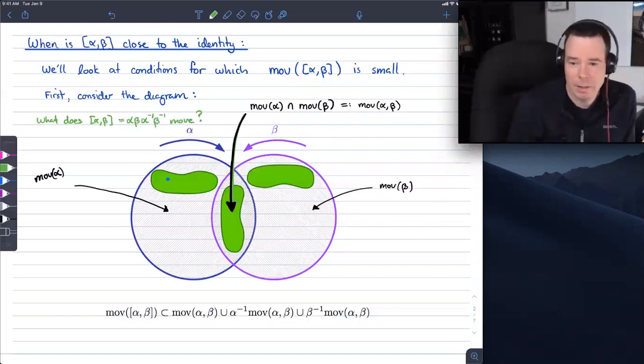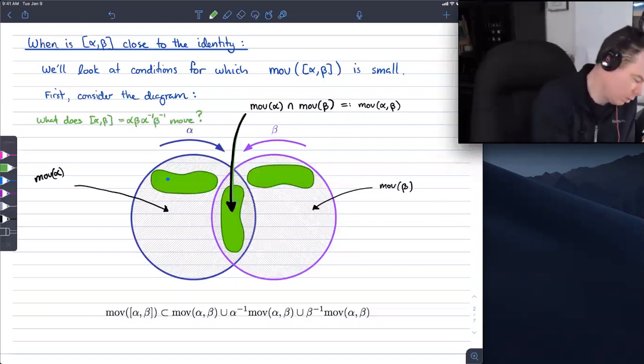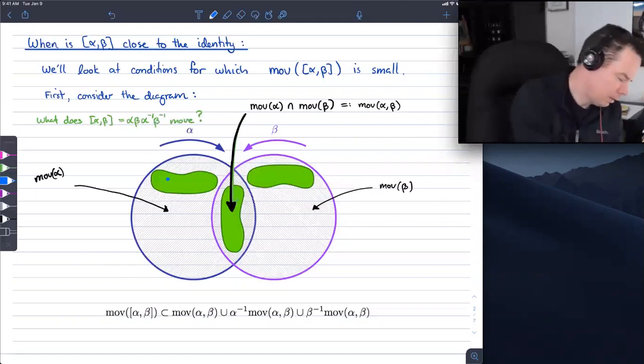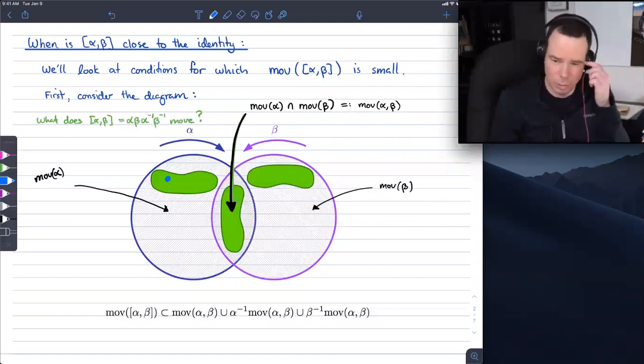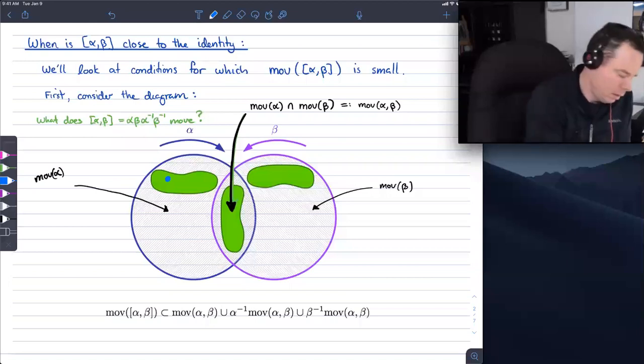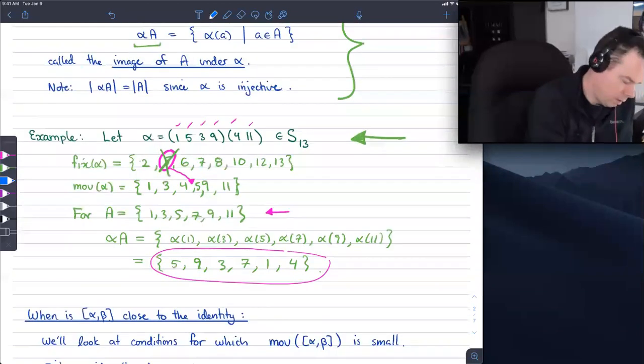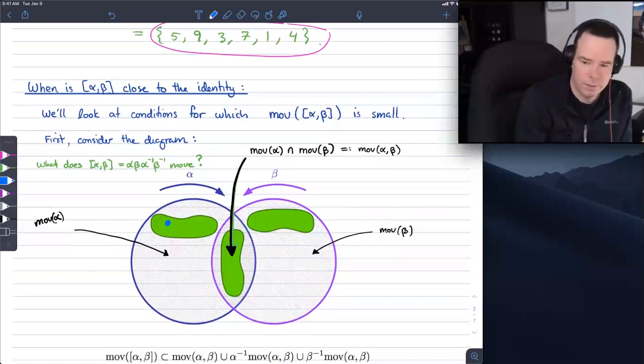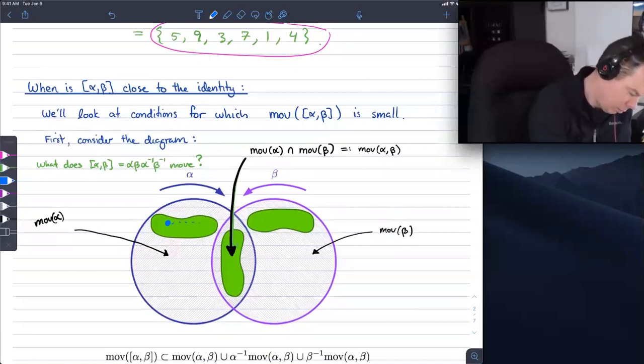And I'm going to claim that the only things that it moves are the things in the green sections. Those are the only pieces that get moved. So let's see why. Let's pick an object here. Suppose it's just like a sticker on the Rubik's Cube or one of the tiles on the oval track puzzle. We'll just pick it. Suppose it lives here in this set. Then what alpha does is it moves it down here.